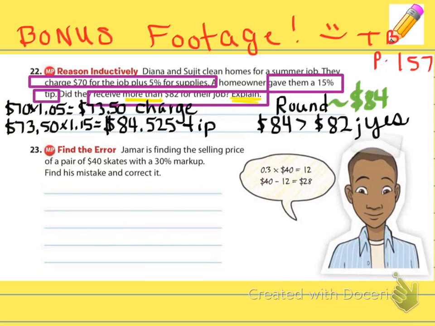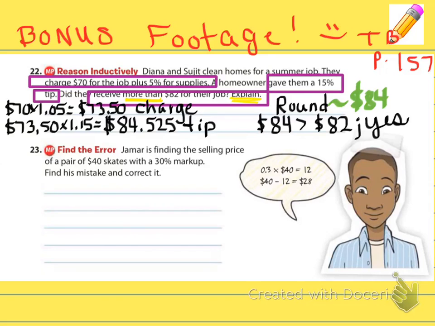Now, what I did, because I only needed the whole number, I went ahead and rounded $84. Technically, it would be rounded up to $85. Either way, when you look at it, that amount, $84 or $85, is still greater than $82, even if you kept it at $84.53, if you rounded it to the nearest penny. It's still going to be greater than $82. So yes, they received more than 82, and my explanation is given.